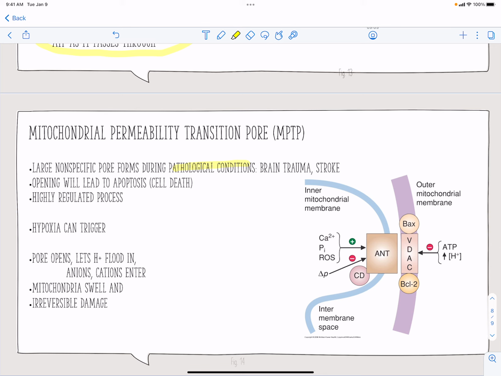And so basically you have the inner mitochondrial membrane where we had that adenosine nucleotide translocase, which was an antiport for ADP and ATP. This is now going to merge with the voltage-dependent anion channel, VDAC, which is typically that barrel on the outer membrane, and they're going to form a much larger pore. And this is going to allow hydrogen ions, cations to flood into the mitochondria. And the mitochondria is going to swell because water will follow to neutralize those anions and cations. And then this is going to cause the mitochondria to have irreversible damage and initiate or help to initiate the caspase cascade for apoptosis.